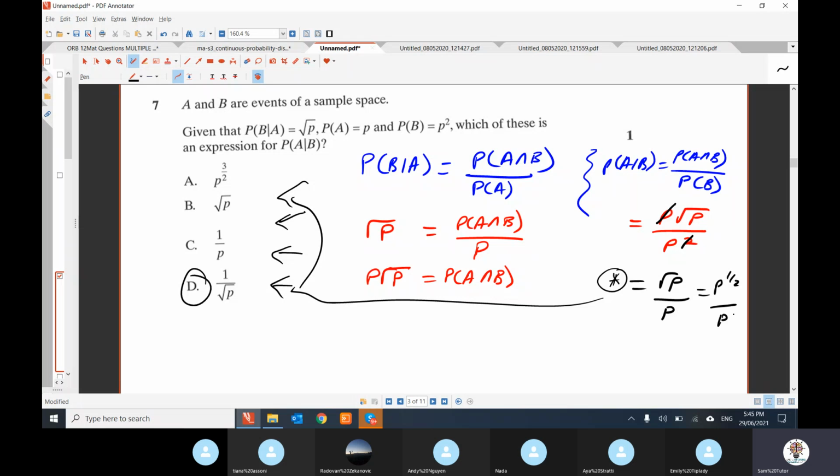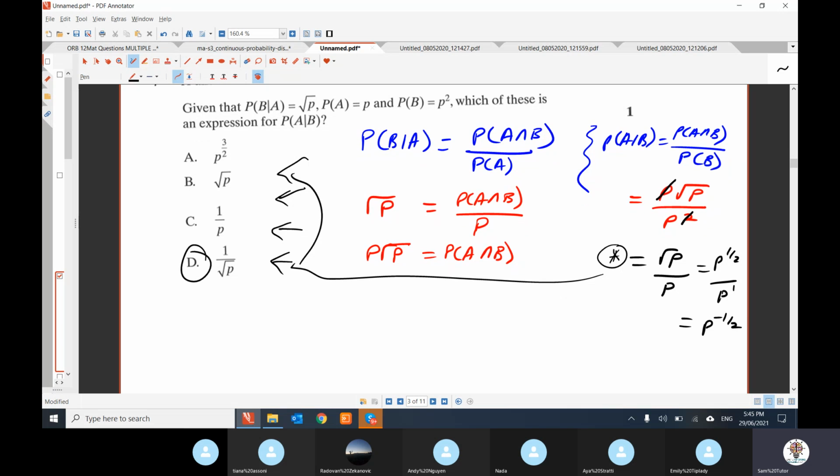P to the half over P to the 1. Half take away 1 equals P to the negative half. And then he brought it back down as 1 over P to the positive half, which is square root of P. Or, Tiana, since you were already here, if you had realized, 1 take away half would have been half in the bottom straight away. And that could have also been 1 over root P. But either one is fine. Makes sense?